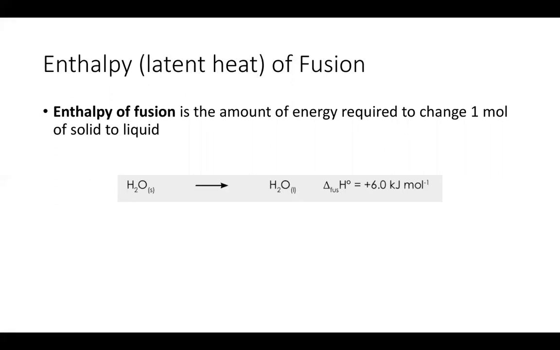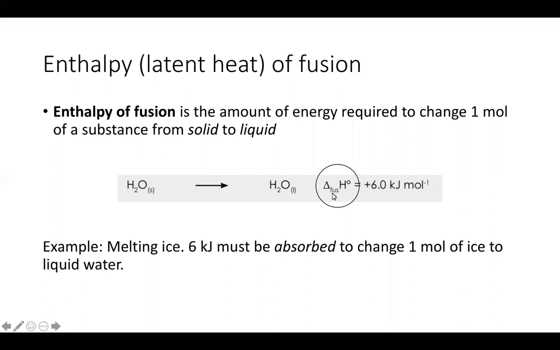Today we're also going to talk about latent heat, or enthalpy. The first of these is enthalpy of fusion, referring to the amount of energy we need to change 1 mole of a solid to a liquid. So I have an example here, and we use this symbol, delta fus H, equaling 6 kilojoules per mole. That indicates to us that in order to undergo this process, melting ice, we need 6 kilojoules absorbed to change that 1 mole of ice to liquid water.